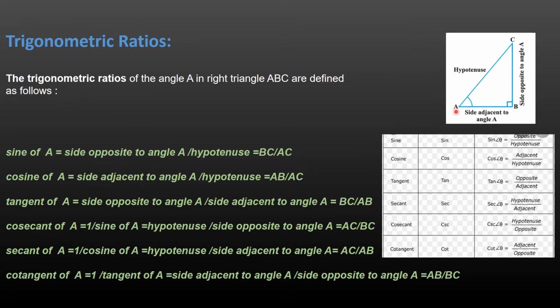cosine is nothing but the side adjacent to angle A to the hypotenuse. So the ratio of the side adjacent to angle A to the hypotenuse is called cosine of angle A. So here the side adjacent to angle A is nothing but AB, and the hypotenuse is your AC. So cosine of angle A is AB upon AC. And similarly the cosine theta is nothing but adjacent by hypotenuse.